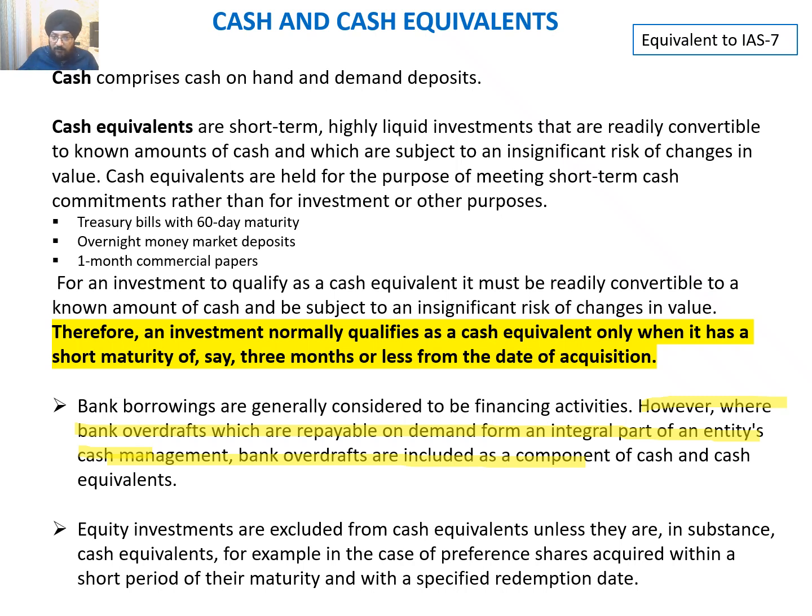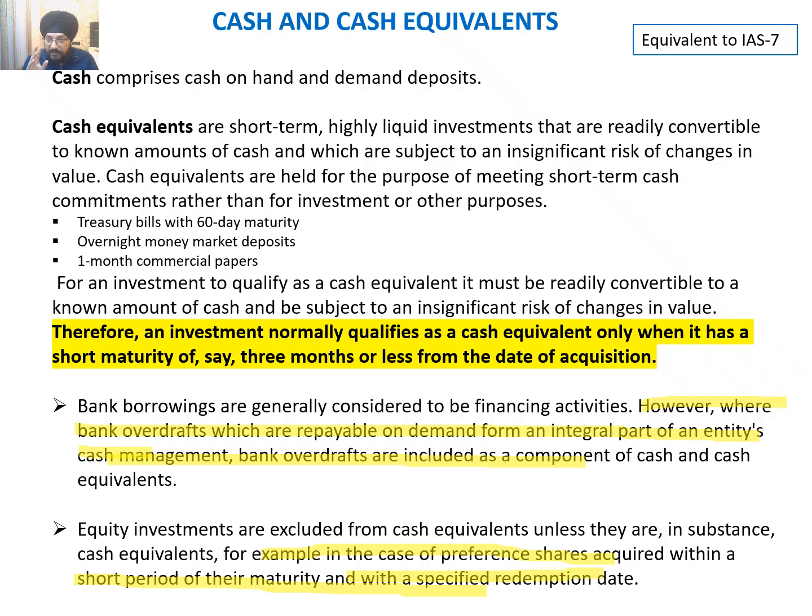Equity investments are excluded from the cash equivalent unless these are specifically for cash flow. For example, in case of preference shares, wherein we know that there is a specific and shorter period of maturity, and we know the right amount that we are going to get, we can include it as a part of the cash equivalent.